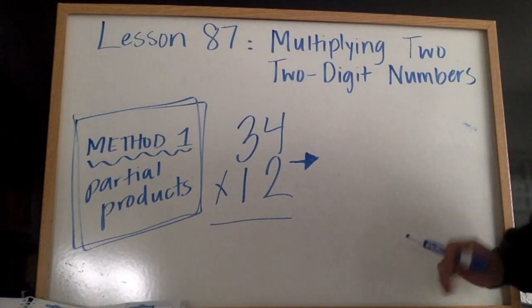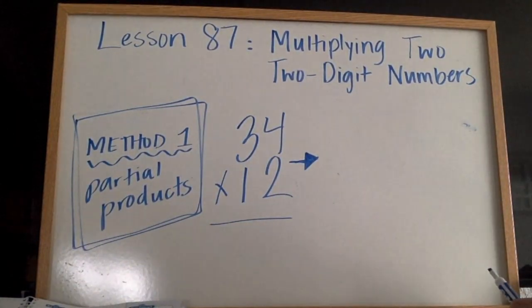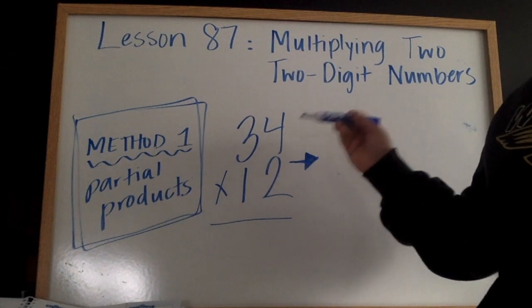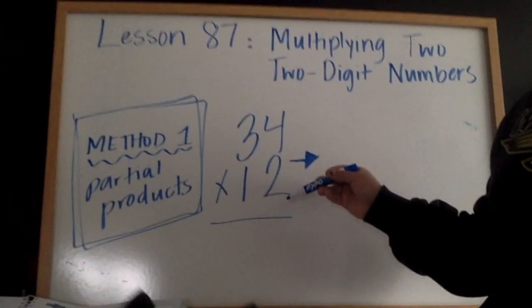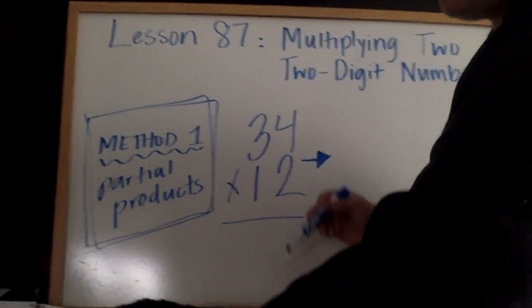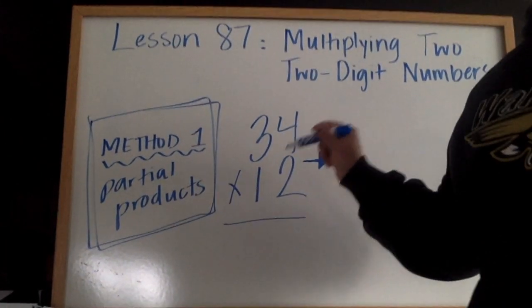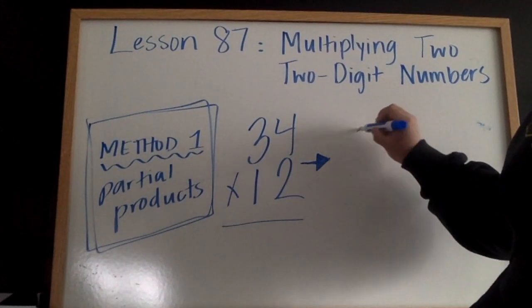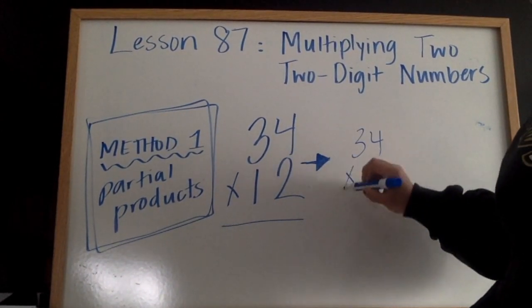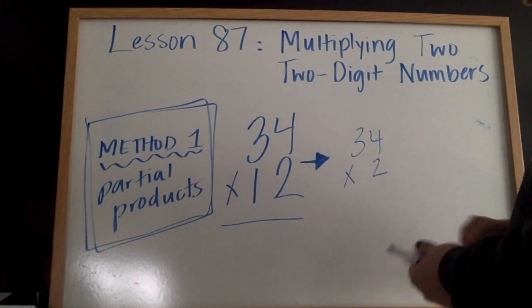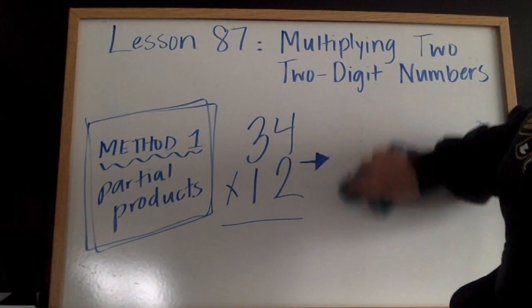Okay, we're going to go over lesson 87, which is multiplying two-digit numbers. So, for example, we have 34 times 12. We have never done this before. We have only taken something by one digit before, so like 34 times 2. We've never had that second digit there, okay?